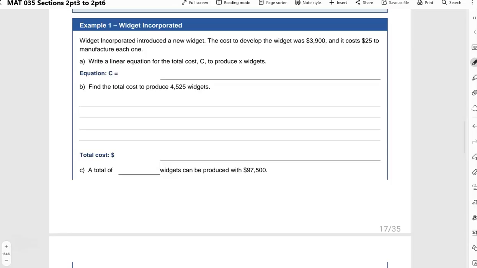Widget Incorporated introduced a new widget. The cost to develop the widget was $3,900. So this is a fixed cost. And it costs $25 each to manufacture one. So your fixed cost is going to be your y-intercept, and then the cost per item is going to be your slope.